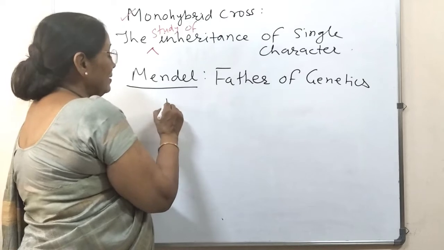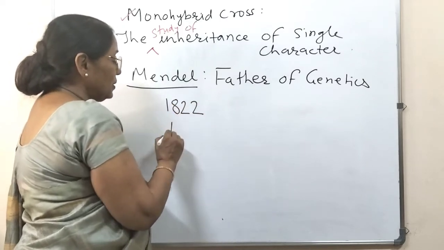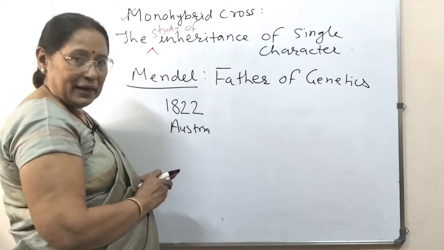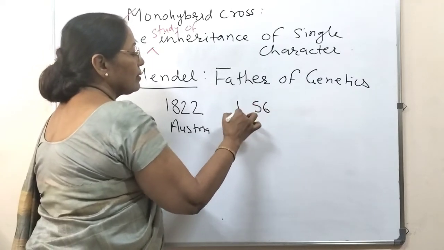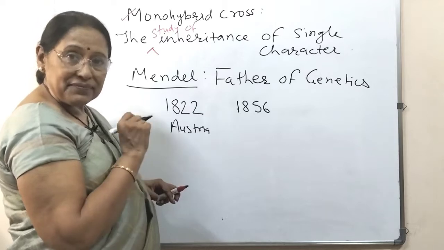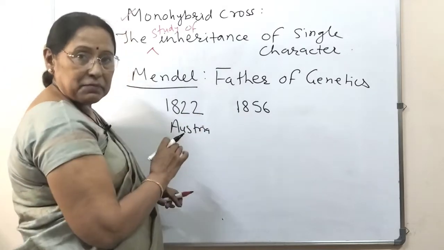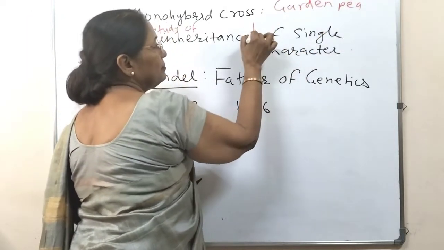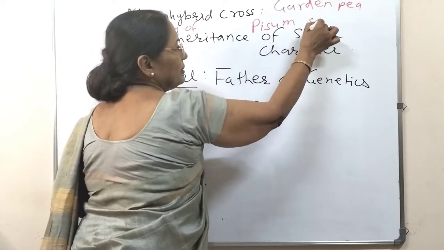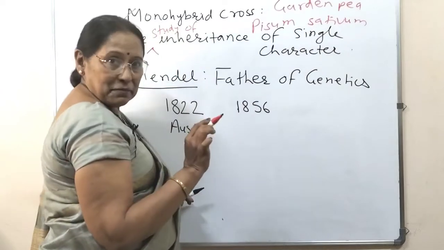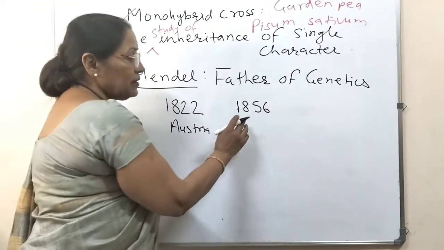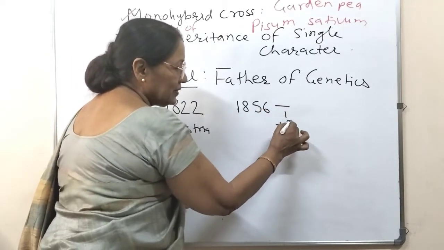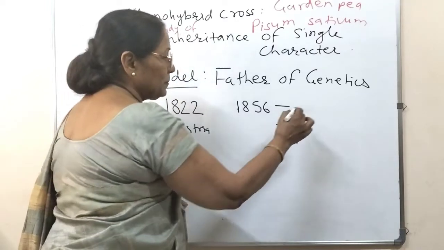Mendel was born in 1822 in Austria. ऑस्ट्रिया में इनका जन्म हुआ था in a very poor peasant family. In 1856, he started his experiments on pea plant, garden pea, Pisum sativum. The plant is garden pea, Pisum sativum. In 1856, he started the experiment and did it for a span of 7 years. 7 साल के लिए किया.